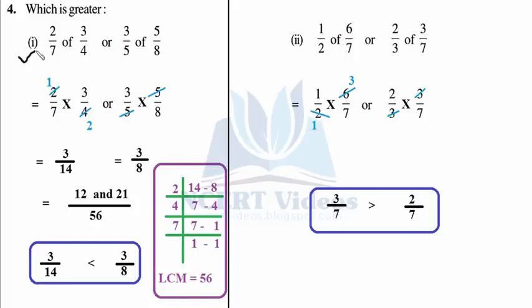So in similar fashion we will do the second part. Here what we have: 1 over 2 of 6 over 7 and 2 over 3 of 3 over 7. Cutting opportunity, 1 2 is a 2, 3 2 is a 6. Here 3 3 cancels straight away. So 3 over 7 and 2 over 7. Here denominators are same, no need to take any LCM. You can see 3 is greater than 2. So the first part, 1 over 2 of 6 over 7, was greater than 2 over 3 of 3 over 7. So this was your fourth question.